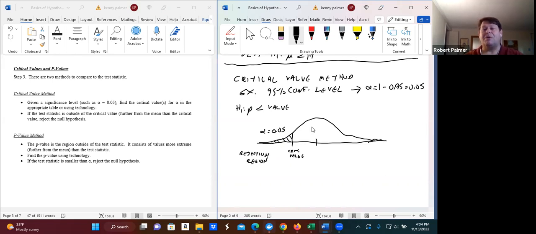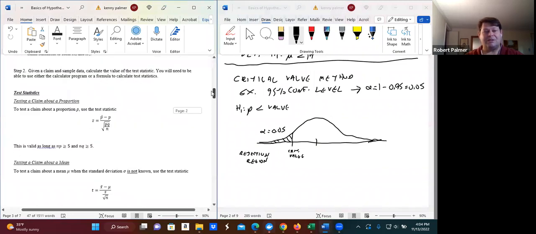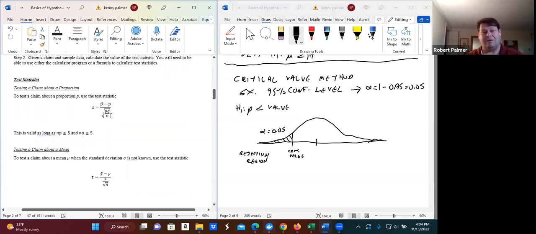Okay, so what happens if our test statistic, our z-score, the one we calculate? So let's go back here, we calculate this test statistic for proportion or mean, but any of those. But if it falls here, and falls in this region, in other words, it's further from the mean than the critical value, then we reject the null hypothesis. We'll talk more about that concept in a moment. We reject the null hypothesis in that case.